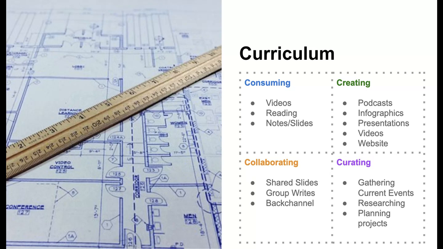So really focusing on creating, curating, and collaborating when you're thinking of things for students to do from a digital learning perspective. The consumption piece is, again, the easiest and lowest level of learning, has the lowest retention of information. So we need to shift that online curriculum to creating, curating, and collaborating.